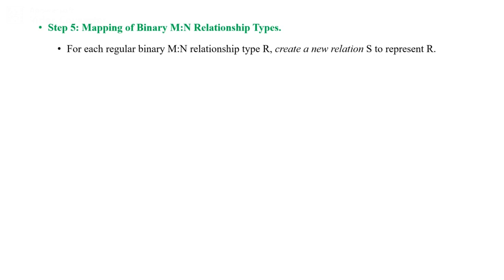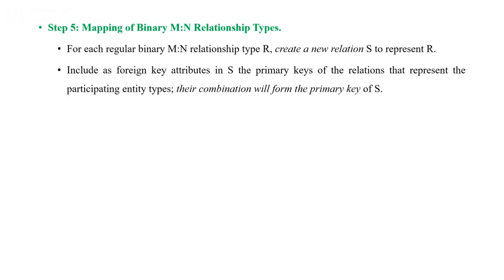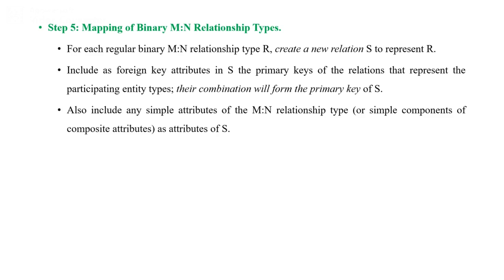So here, for each regular binary m::n relationship type R, we are going to create a new relation S to represent R. This includes as foreign key attributes in S the primary keys of the relations that represent the participating entity types. Their combination will form the primary key of S. So for example, I will tell you.